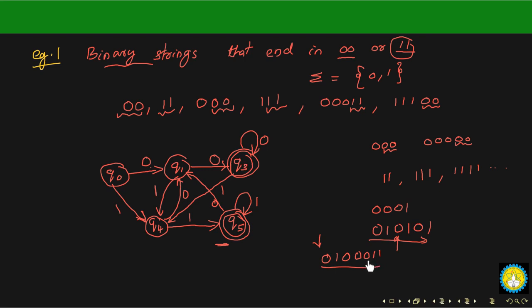So you can actually check for any other strings which end with 0 0 and 1 1. You have to verify that all such strings are accepted by our DFA. You should also verify that the strings which are not ending in 0 0 or 1 1 are not getting accepted. So two things are important. You have to make sure that all the strings ending with 0 0 and 1 1 are getting accepted, and all other strings which are not ending in 0 0 or 1 1 should not be accepted.